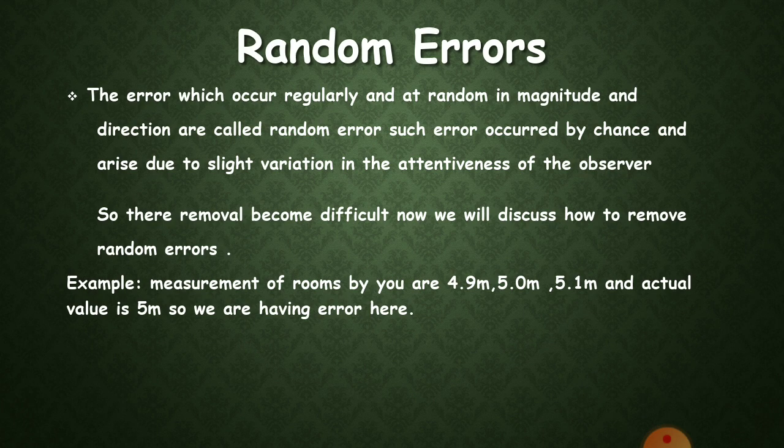If I ask you to measure the length of your classroom, you would not get the same results. And I can see that you are having values on both sides of the true value. Suppose the actual length of the room is 5 meter and you have measured 4.9 meter, 5 meter and 5.1 meter. The actual value is 5 meter. Your observations are on both sides of the true value. So their removal becomes difficult. Now we will discuss how to remove the random error.